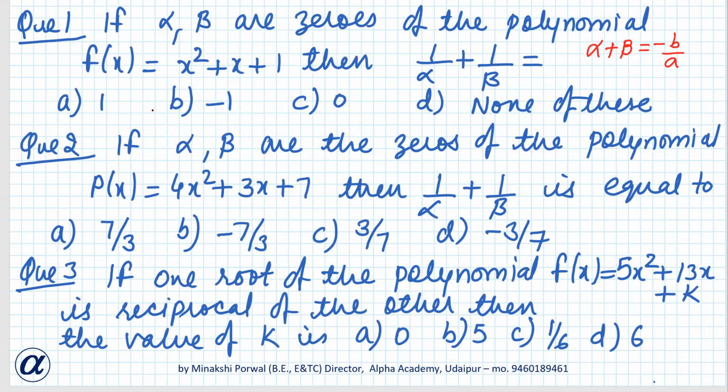Okay, first question B is correct answer, because alpha plus beta is minus b by a, that is -1. Alpha into beta is c by a, that is +1. And 1 upon alpha plus 1 upon beta is alpha plus beta into alpha beta. So we have to substitute alpha plus beta here and alpha into beta here, so it is -1 by 1, that is equal to -1. Okay. Okay, Hina Limani, your answers are correct. Okay. Is question 1 clear to everybody?